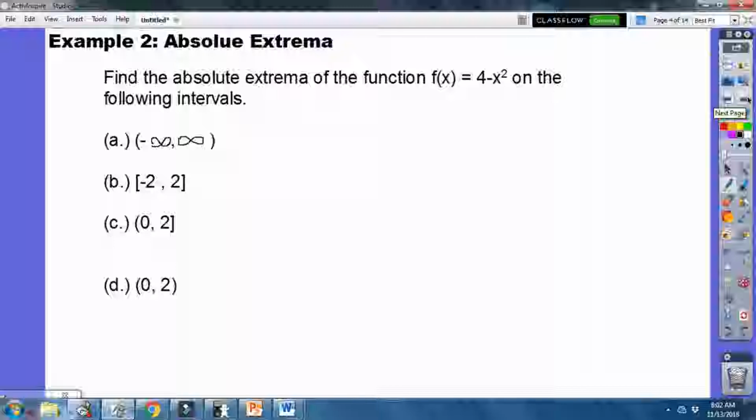So let's consider a different kind of problem here. Let's look at 4 minus x squared on these different intervals, and we'll talk about how to find all the different maxes and mins on those intervals. So if I consider -∞ to infinity, hopefully you'll realize that it has one max and no min, because parabola.